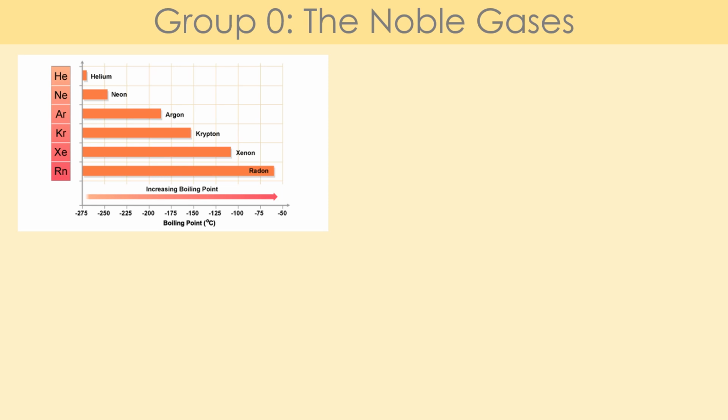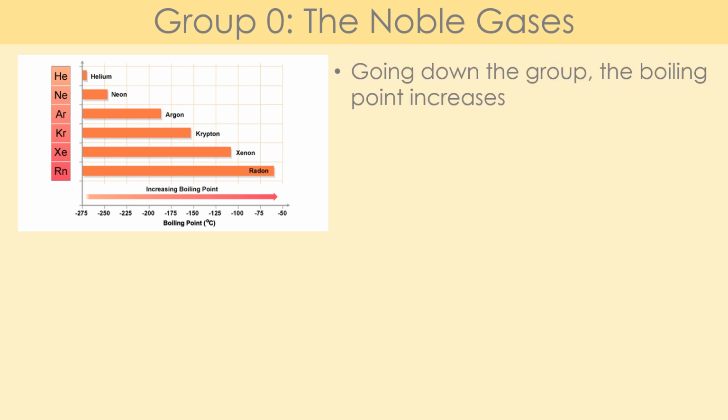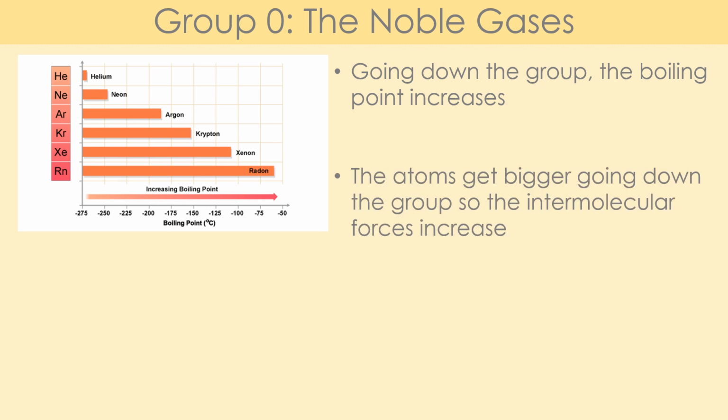So we need to know the trend in the boiling points, and we'll be able to describe it as well. So going down the group, the boiling point increases, so we can get that from the table. It's a statement we need to know. Now our reason why is because the atoms get bigger going down the group, so the intermolecular forces increase. So our atoms get bigger, our intermolecular forces increase.